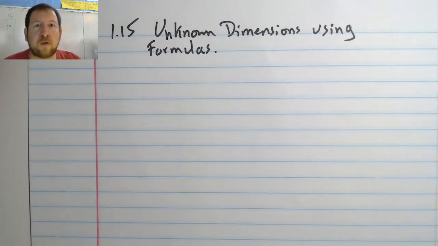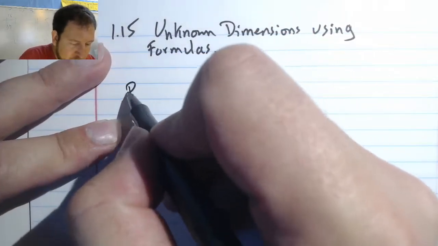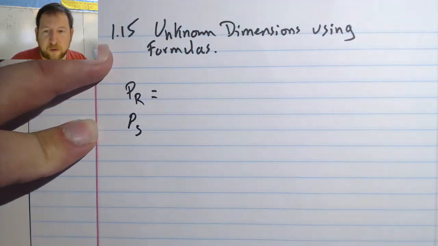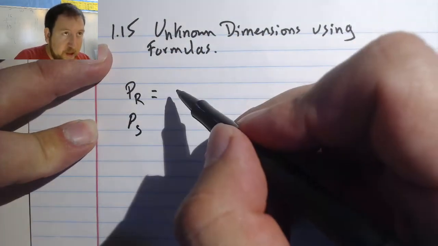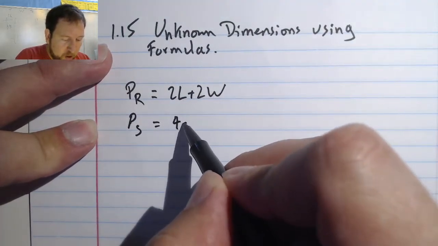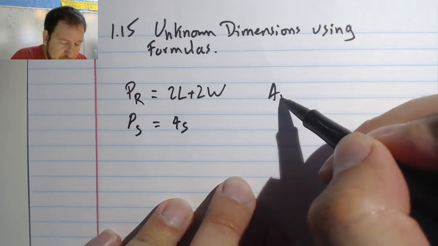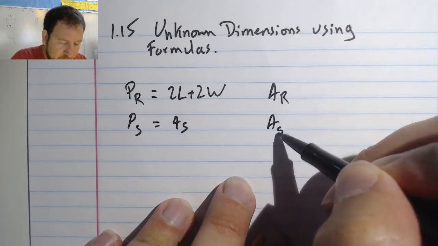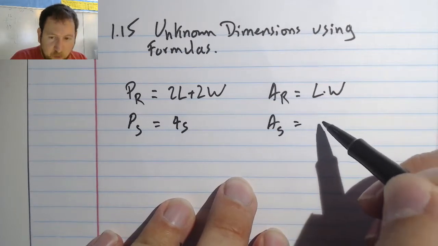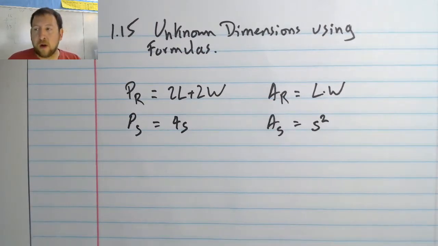Before we go on, let's quickly remember the formulas that we had before. We have the perimeter of a rectangle, and we have the perimeter of a square. The perimeter of a rectangle, we remember, is 2L plus 2W. The perimeter of a square is 4S, because all the sides on a square are equal. We also have the area of a rectangle and the area of a square. Remember, the area of a rectangle is L times W, and the area of a square is simply side times side, or side squared. That way we can recall this.